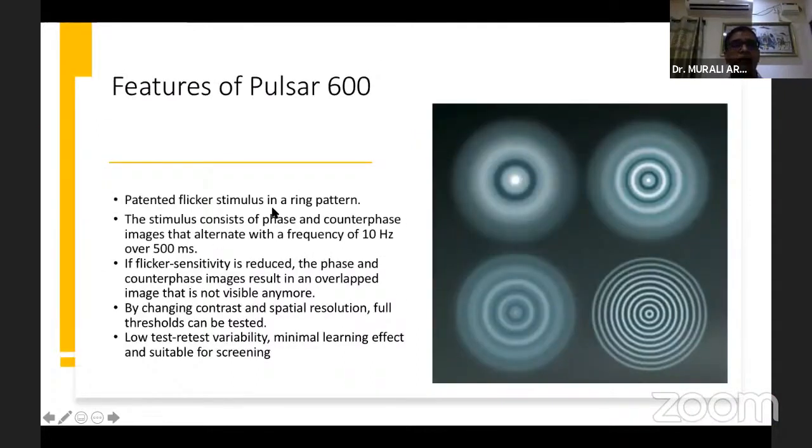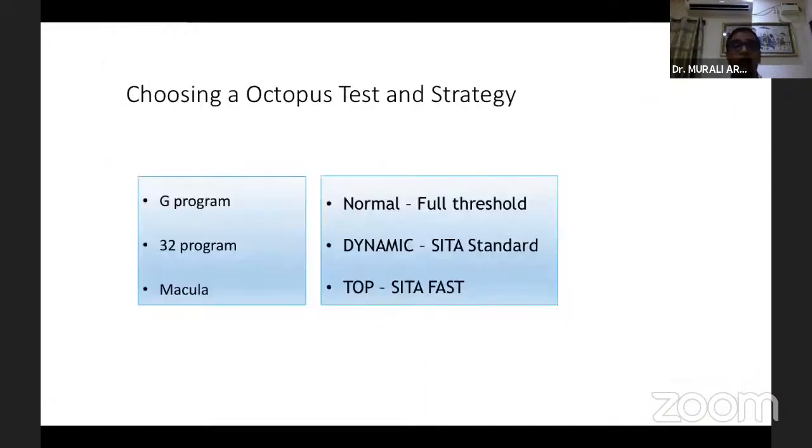It's a patented flicker stimulus in a ring pattern, consists of a phase and counterphase image that alternates with a frequency of 10 Hz over 500 milliseconds. If the flicker sensitivity is reduced, the phase and counterphase images result in an overlapped image that is not visible anymore. By changing the contrast and spatial resolution, the full threshold can be tested. And it's a very minimum learning effect as far as the 600 testing pattern is. This is not white on white perimetry, mind you.